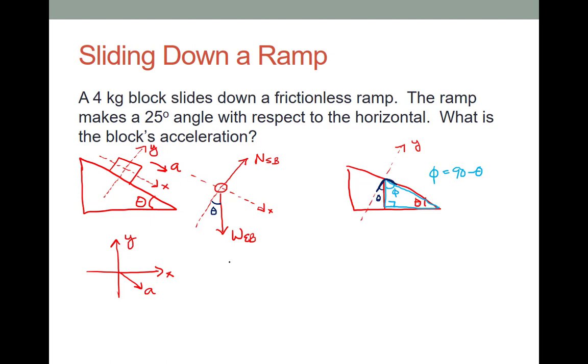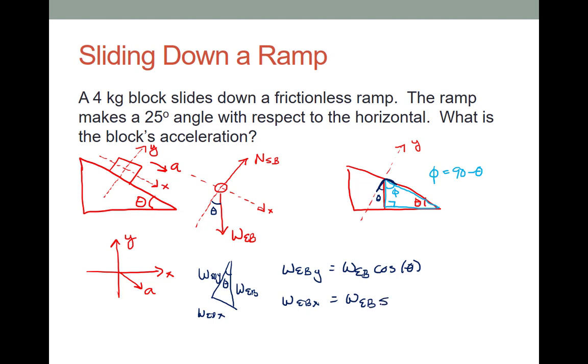I can now draw a triangle. This side is the gravitational force. This is my angle theta. This would be the y component, and this will be the x component. And notice in this case, the y component is on the side adjacent to the angle. So W_y will equal W cosine of theta, and W_x will equal W sine of theta.